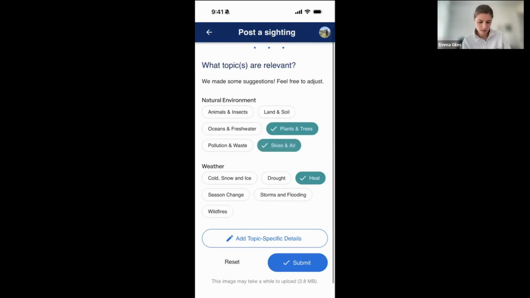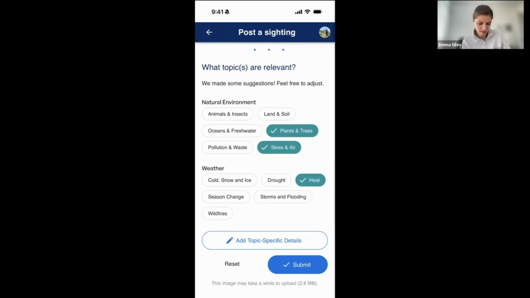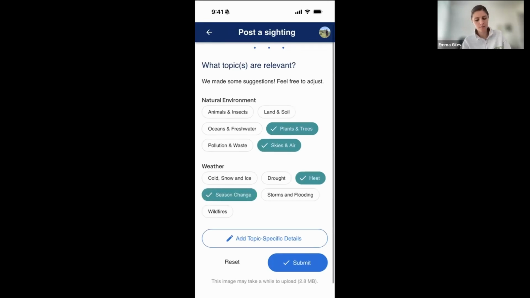Skies and air. Storms and flooding, not really. Heat, I guess. Season change, definitely. Anything else you notice here? No, sounds good. No, I think that's it. We'll just do that. Submit. All right, now I feel very accomplished for today.